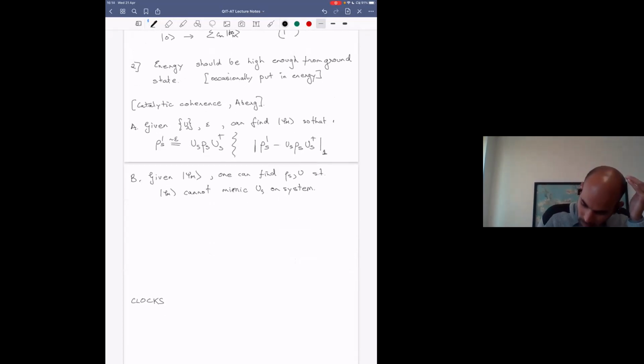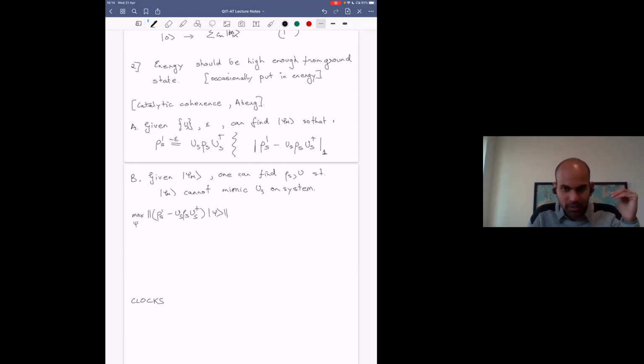Well, for example, one norm that you can make is find the maximum of rho s prime minus Us rho s Us dagger acting on an arbitrary state psi, and you take the norm of this. This is called an induced norm. Rather than take the difference between the two density matrices, you have them act on the vector space, look at the difference in the vector, either via the one norm or the two norm or any norm, and then look at the maximum value of this.